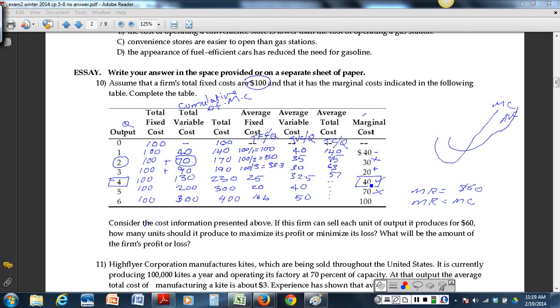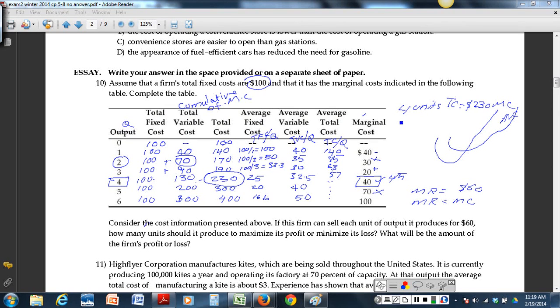And I will produce it at a marginal cost. The last one, the 4th unit, cost $40. But 4 units together cost a total fixed cost of 100, variable cost of 130, or a total cost of $230 is what the cost is. So 4 units, total cost is $230.